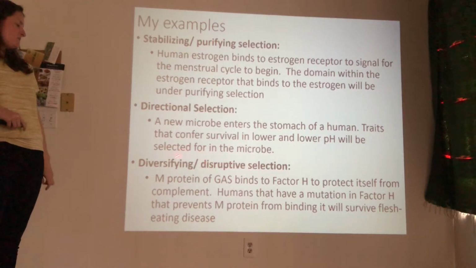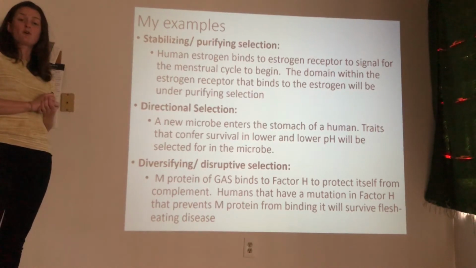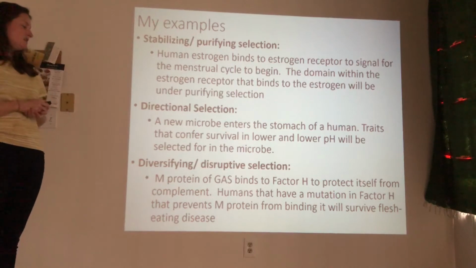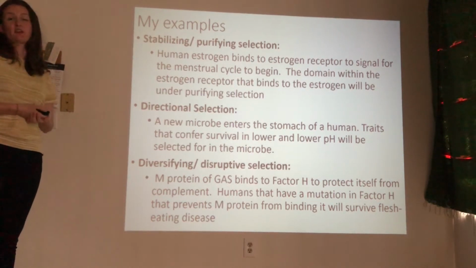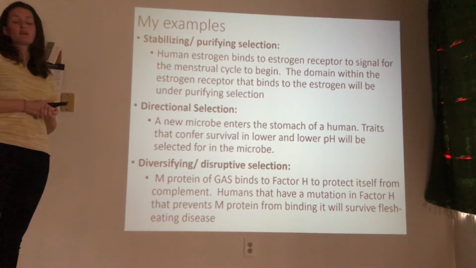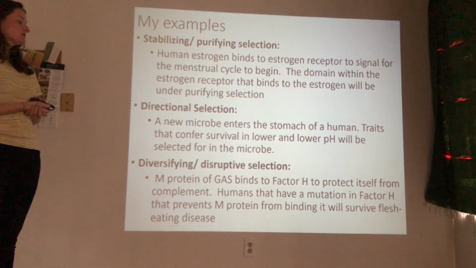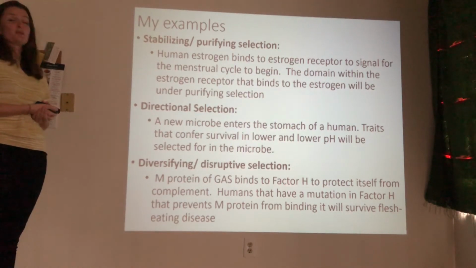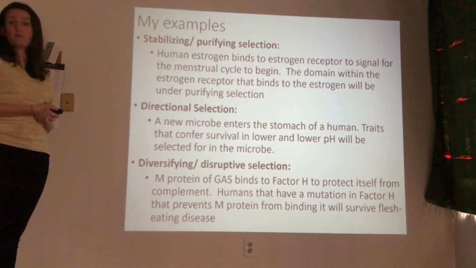The example that I came up with was, we talked about M protein, which is a virulence factor that's encoded by group A strep. And this M protein binds to human factor H. So factor H was one of those RCA proteins that we talked about, or regulators of complement activation. So this is one of our complement proteins that actually prevents our cells from being attacked by the complement system.